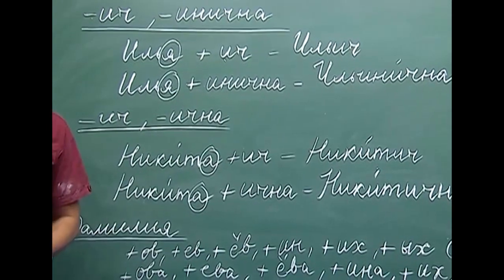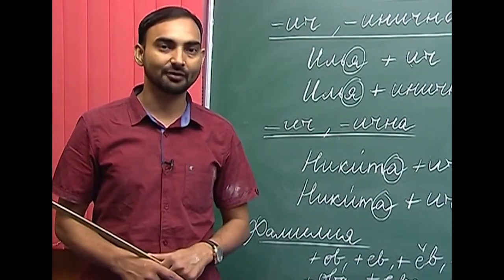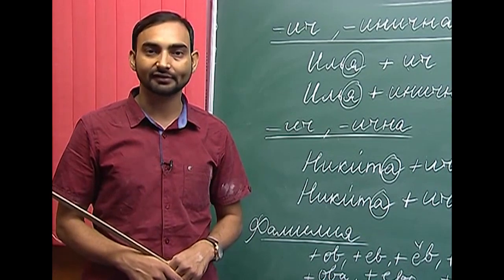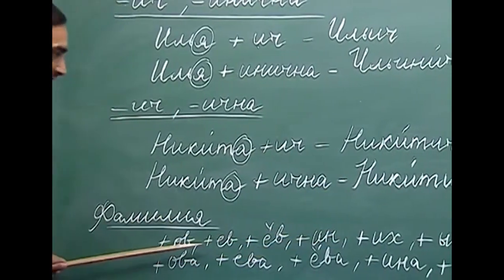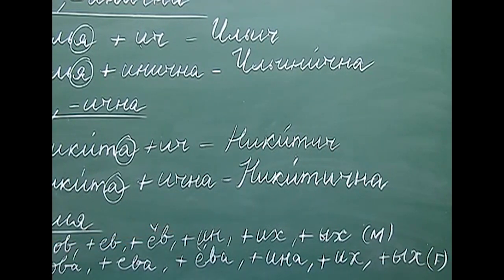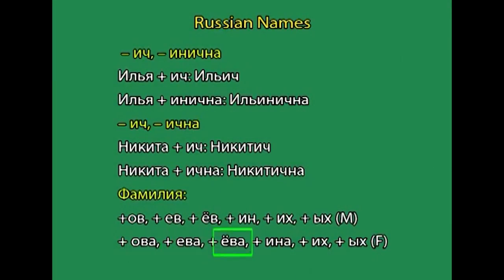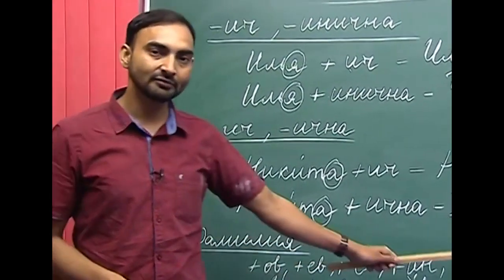So, now the third component, which is familia. Familia is surname. So, how do we form surnames from the first name? Like the patronymic, these are also derived from the first name by adding various suffixes. Some of the suffixes which are added to get the surname are ov, yev, yov, in, ich. So, these are a few suffixes which are used to get the masculine surname, and ova, yeva, yova, ina, ich and ich. These are the suffixes which are added to a first name to get the feminine surname.